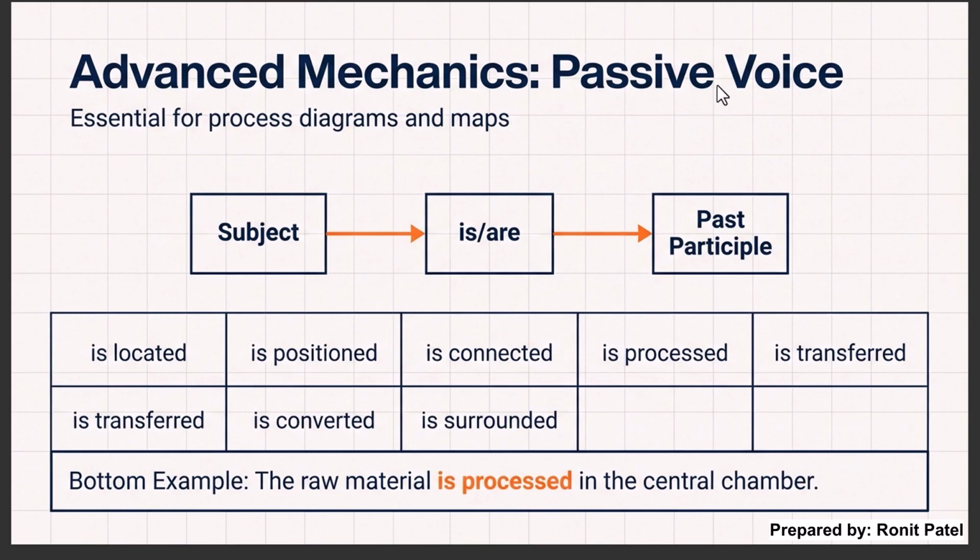Now we enter Band 90 grammar territory. This slide emphasizes that passive voice is essential for process diagrams and maps. And this is absolutely accurate. In Describe Image, passive voice sounds more academic than active voice. Why? Because most academic descriptions focus on what happens and not who does it.